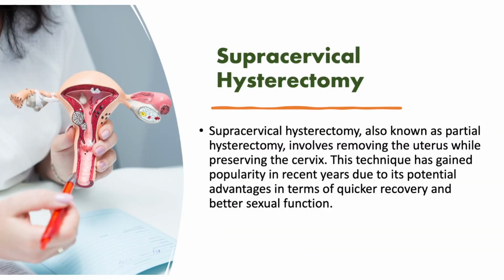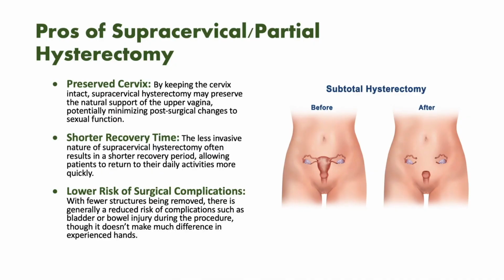Now, let's move on to supracervical hysterectomy, also known as partial hysterectomy. This procedure involves removing the uterus while preserving the cervix. It has gained popularity in recent years due to its potential advantages in terms of quicker recovery and better sexual function. Pros of supracervical hysterectomy: preserved cervix. By keeping the cervix intact, supracervical hysterectomy may preserve support in the area.